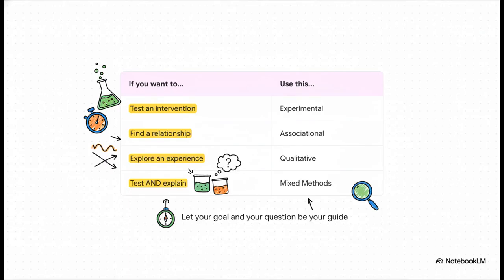And this framework makes it super practical. If your goal is to test an intervention, like does peer feedback improve writing, then you're going to need an experimental design. But if your goal is to explore an experience, something like how do students feel about using AI feedback, then you absolutely need a qualitative approach. Just let your goal and your question be your guide.